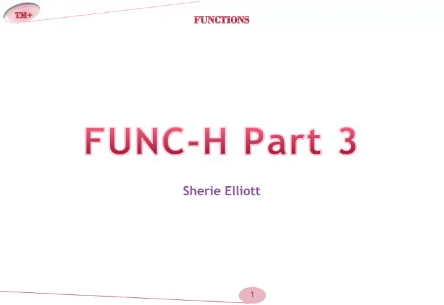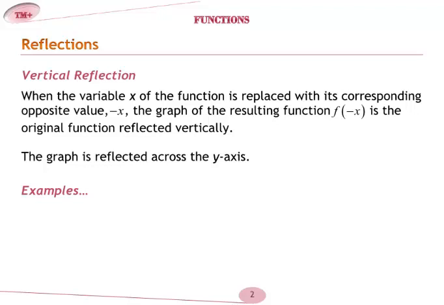This is the third and final video for the Function H section of the Functions module. In this video we're looking at reflections, and to start with, vertical reflections. When the variable x of a function is replaced with its corresponding opposite value negative x, the graph of the resulting function, f of negative x, is the original function reflected vertically. Okay, so the graph is reflected across the y-axis.